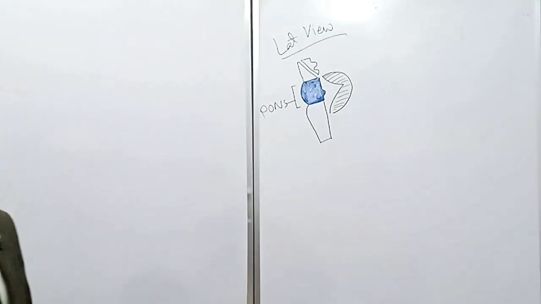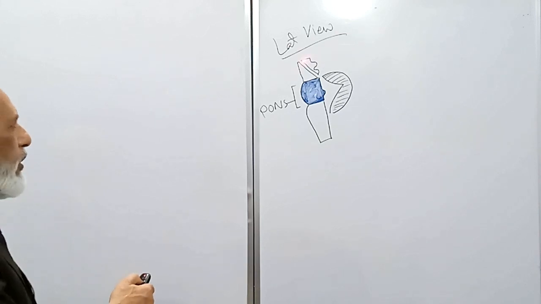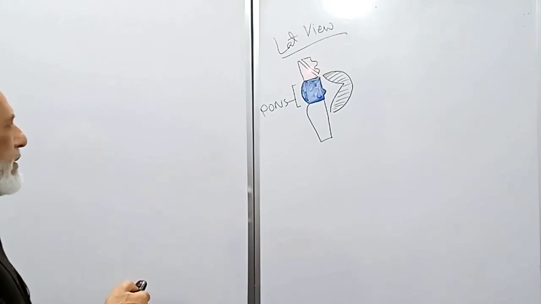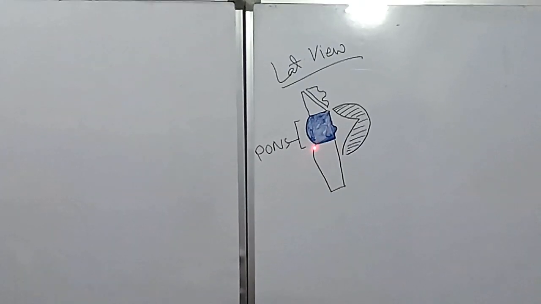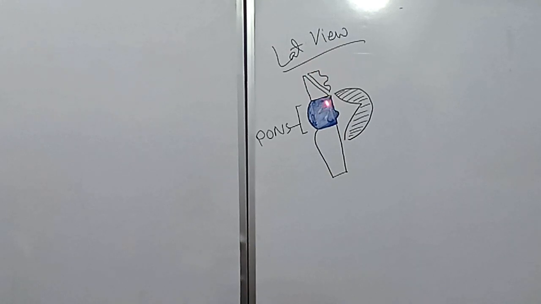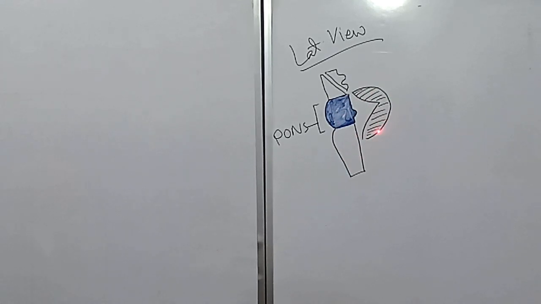Now this is a lateral view of the brainstem and cerebellum. Above you can see the midbrain. Below the midbrain is the pons, and still below the pons is the medulla oblongata. So these are the three parts of the brainstem. Posterior to the pons and upper part of the medulla oblongata is the cerebellum. Now the midbrain, we already finished with that. Now we will discuss the external features of the pons.